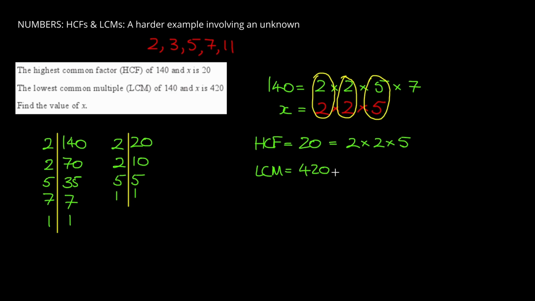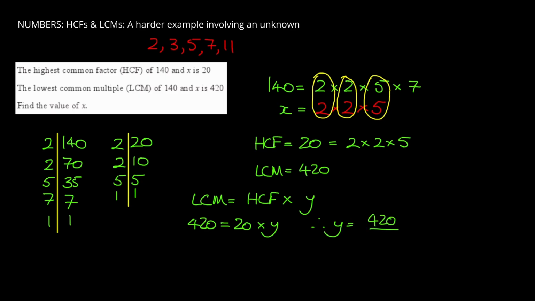There we are. Well, we're nearly there. Now we can use that shortcut about the LCM. The LCM must equal the HCF multiplied by the remaining factors. Let's call them y. Putting numbers in this equation, we get 420 equals the HCF, which is 20, multiplied by y. Therefore, y is equal to 420 divided by 20, and this equals 2 into 42 goes 21.